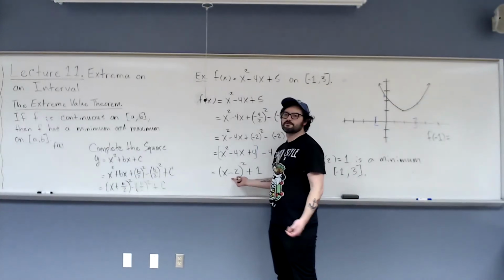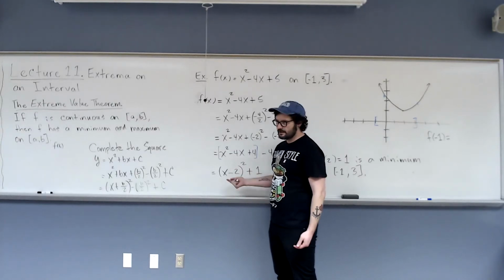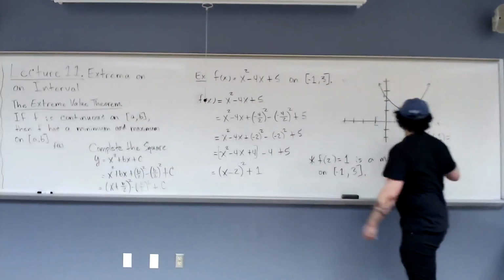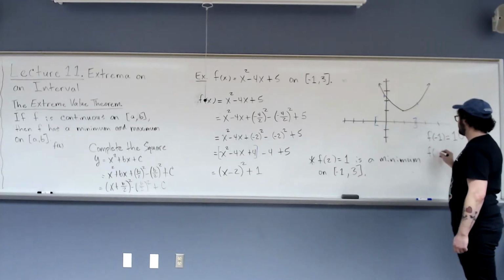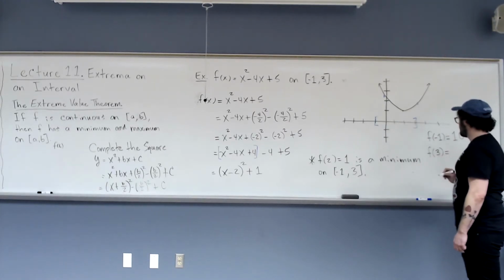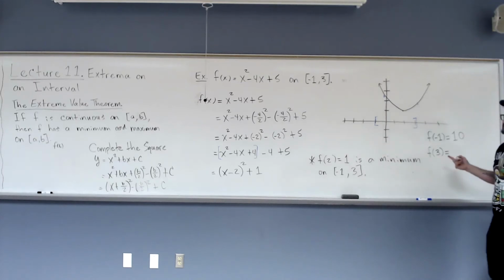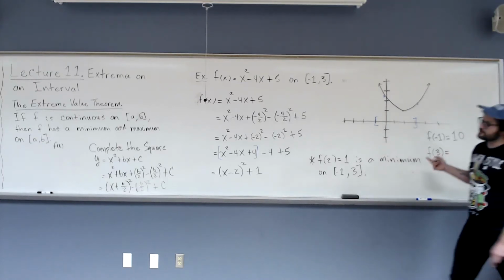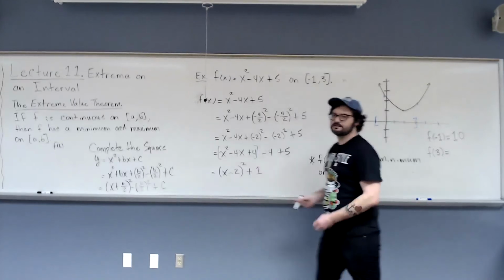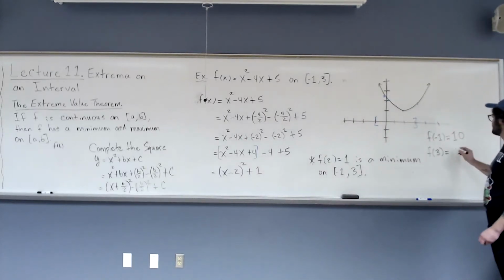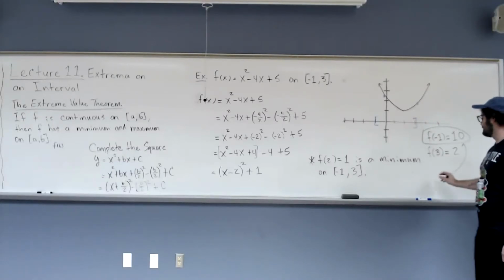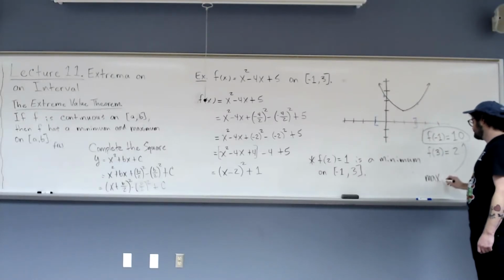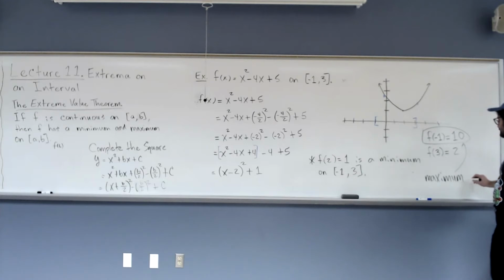So what does this become? -1 minus 2 is -3, squared is 9, plus 1 is 10. And then what is f of 3? That is a perfect 3. So put in a 3 there. Yeah, it's easy to see now. It's just 2. So this right here, that is a maximum on -1 to 3.